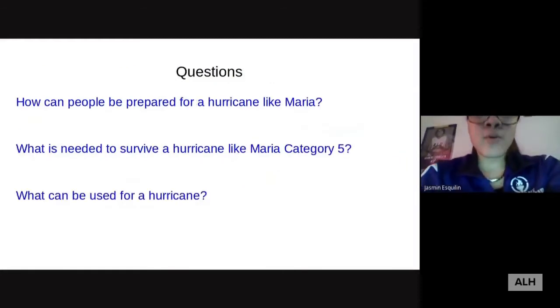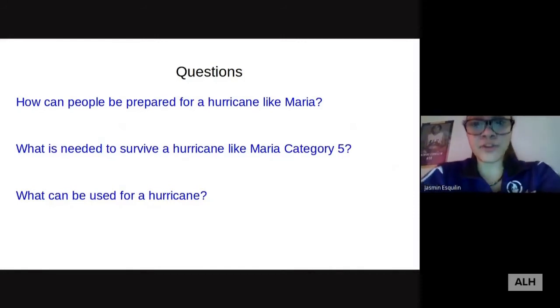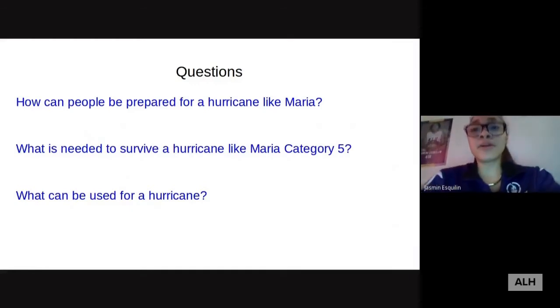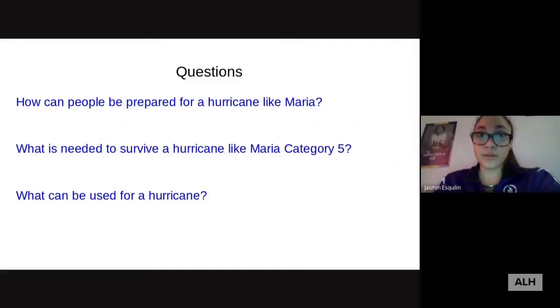My questions are, how can people be prepared for a hurricane like Maria? What is needed to survive a hurricane like Maria, Category 5? What can be used for a hurricane?